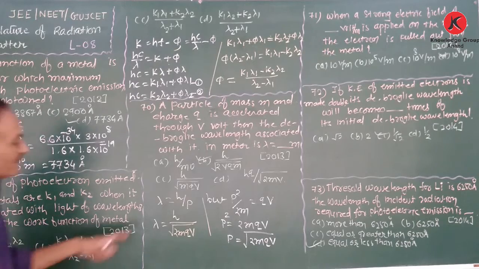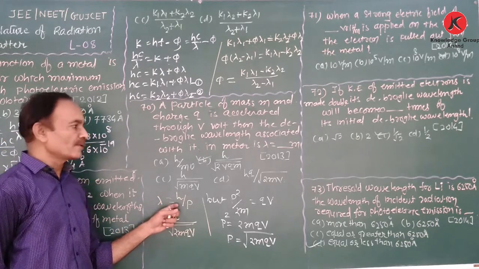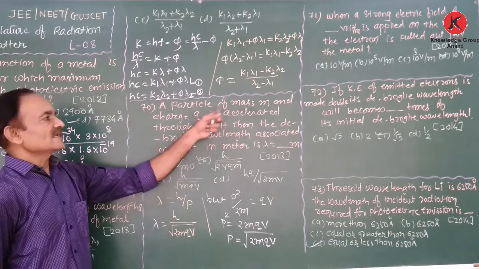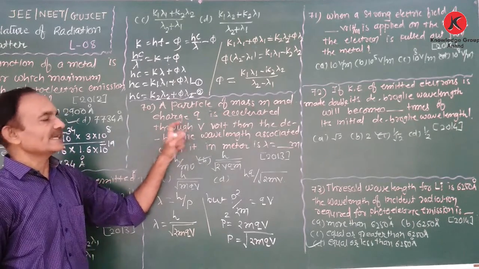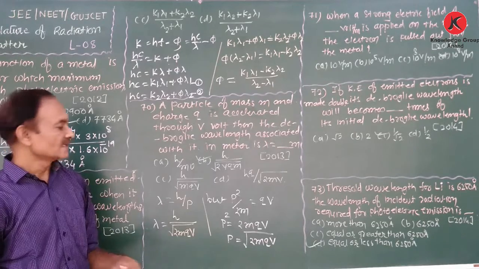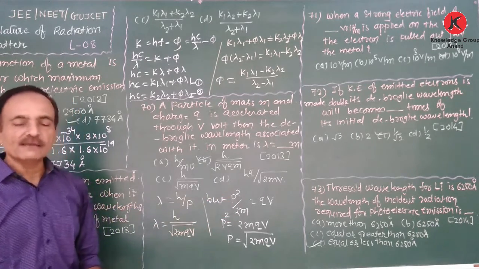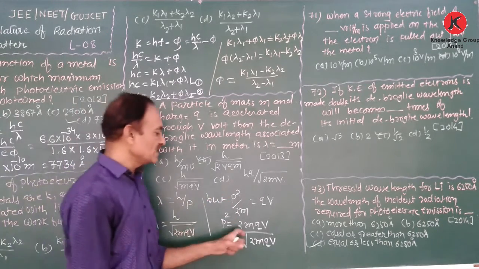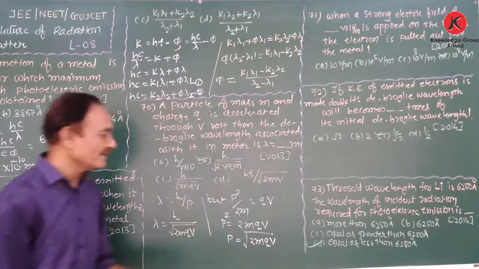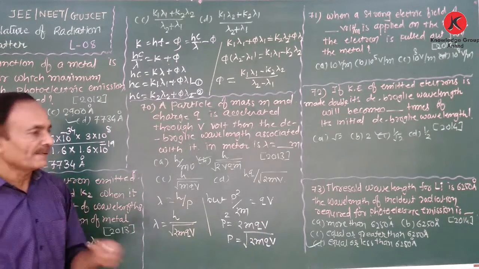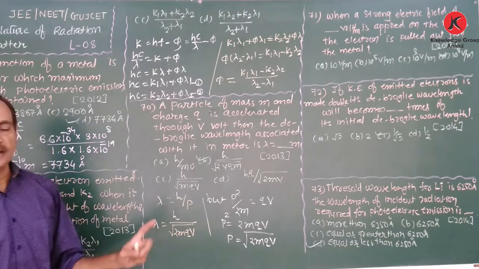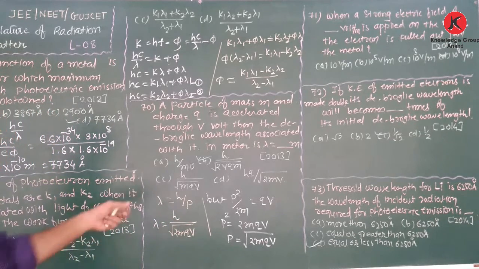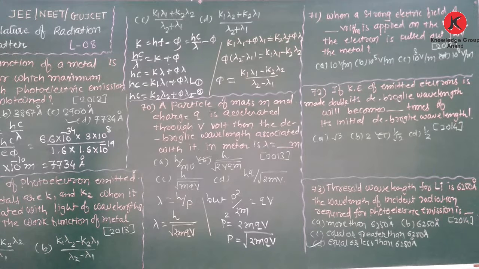Again, the de Broglie wavelength lambda is equal to h upon p. But here, this charged particle having the mass m and charge q is accelerated by the voltage V. Therefore, p square upon 2m is equal to qV. Therefore, p is equal to under root of 2mqV, which is the momentum of the particle. Substitute here the value of p. Therefore, the de Broglie wavelength lambda is equal to h upon under root of 2mqV.